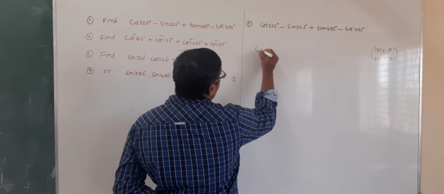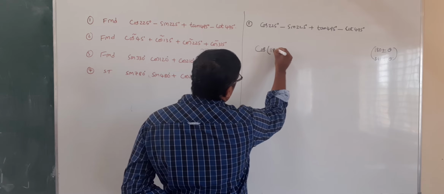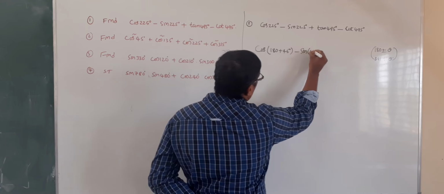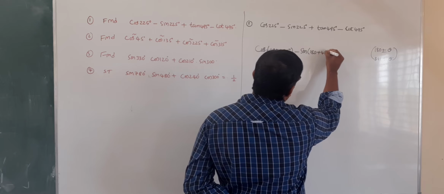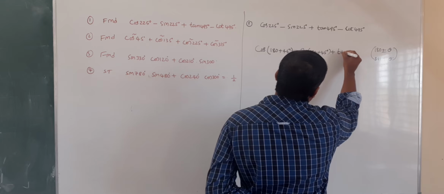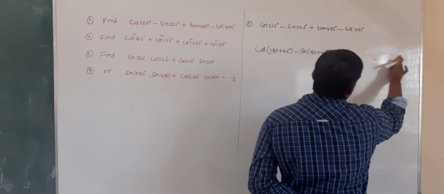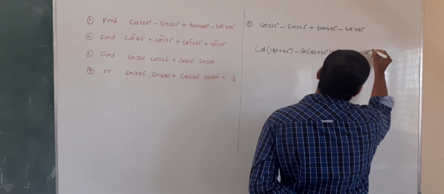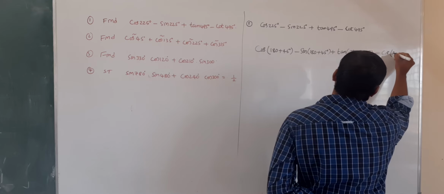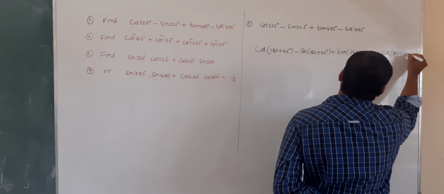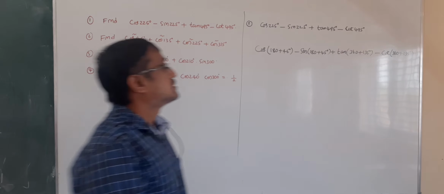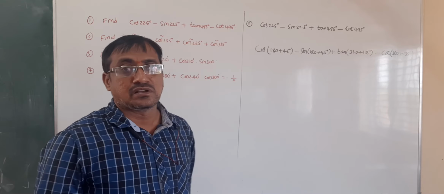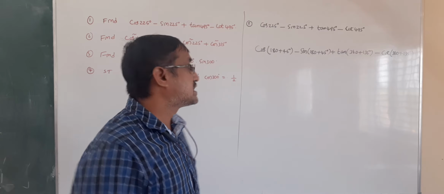So this can be written as cos of 180 plus 45 degrees minus sin of 180 plus 45 degrees plus tan of 360 plus 135 degrees minus cot of 360 plus 135 degrees, so that the function is not going to be changed.